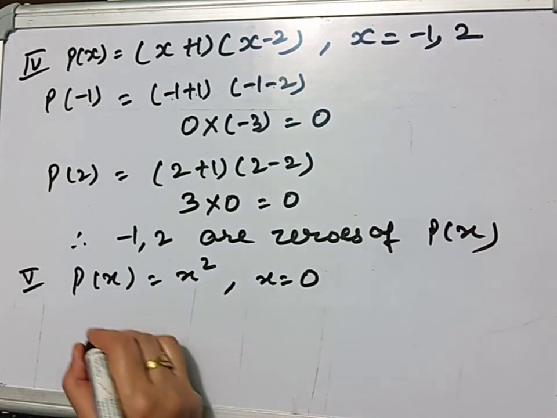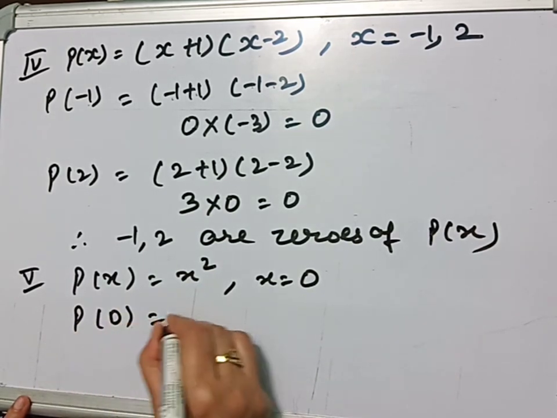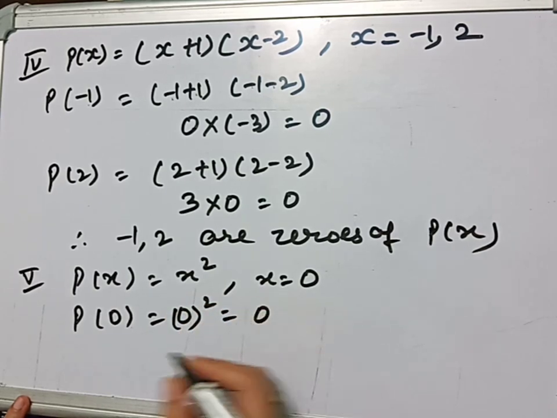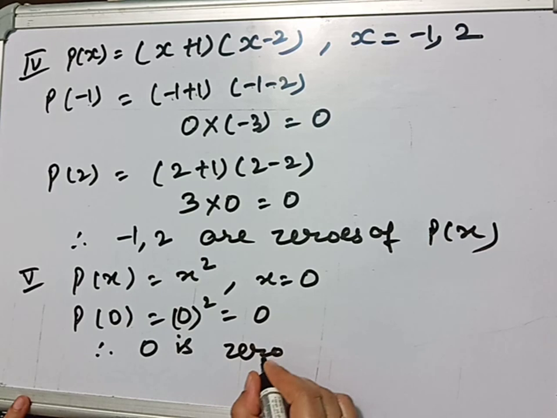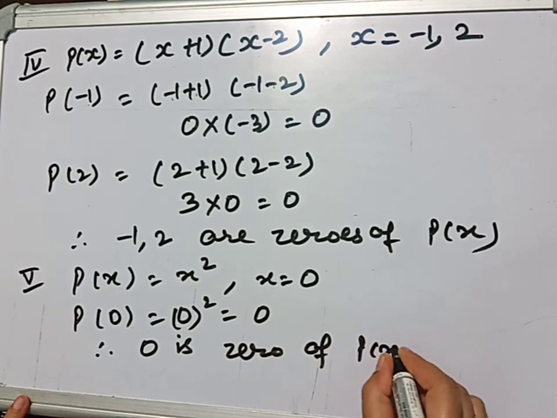Fifth part is p(x) is equal to x square and x is equal to 0. Very simple question. p(0), 0 square is equal to 0. Therefore, 0 is 0 of p(x).